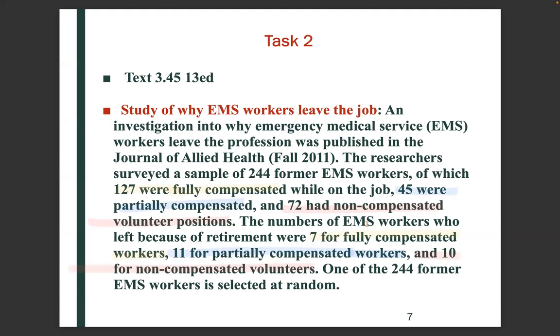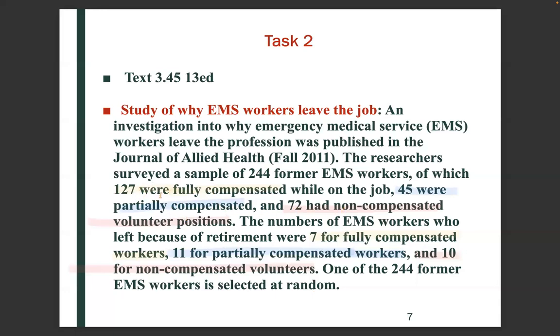The number of EMS workers who left the job because of retirement were 7 for fully compensated workers, 11 for partially compensated workers, and 10 for non-compensated volunteers. One of the 244 former EMS workers is selected at random. So what I like doing is it helps to color code or make marks by the information that goes together before we look into what will be asked.